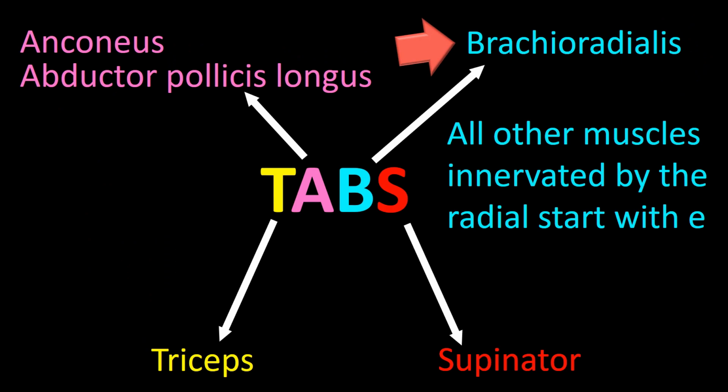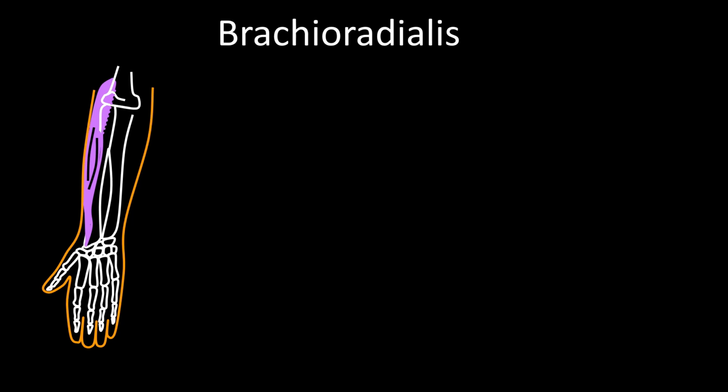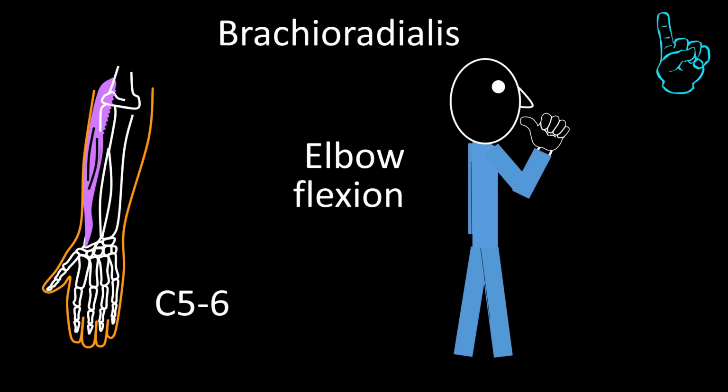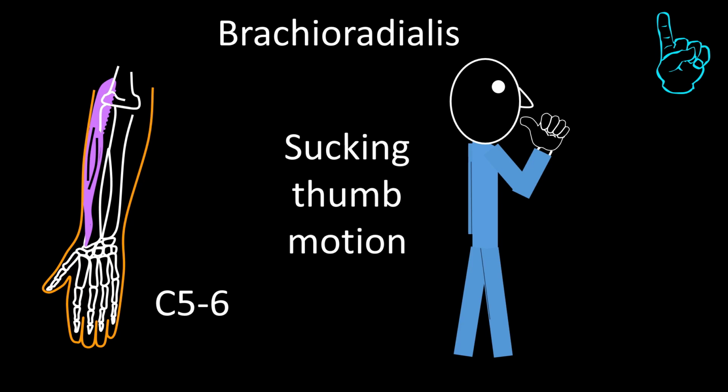Next, we will address the brachioradialis. The brachioradialis receives fibers from C5 and C6 spinal segments. It has 1 action, from elbow extension in neutral position: elbow flexion. I call this action the sucking thumb motion because it's the action required by infants and children to suck their thumb.